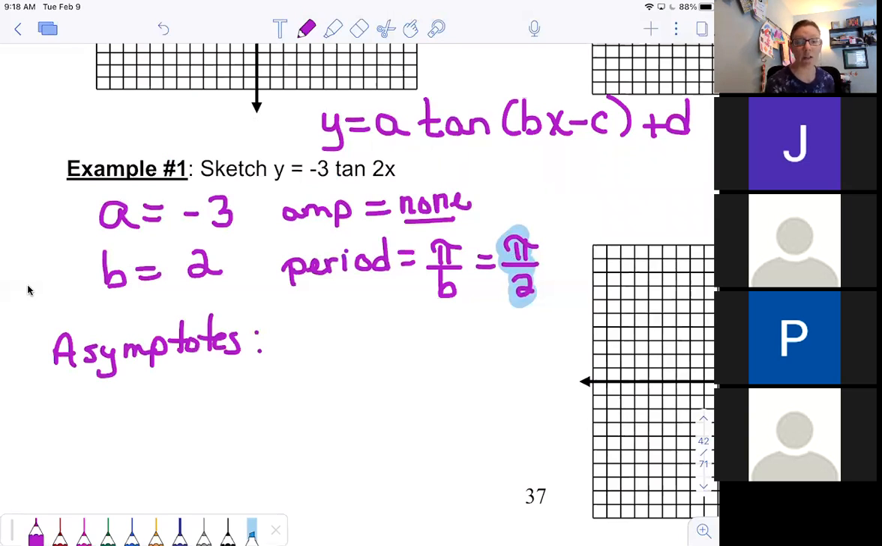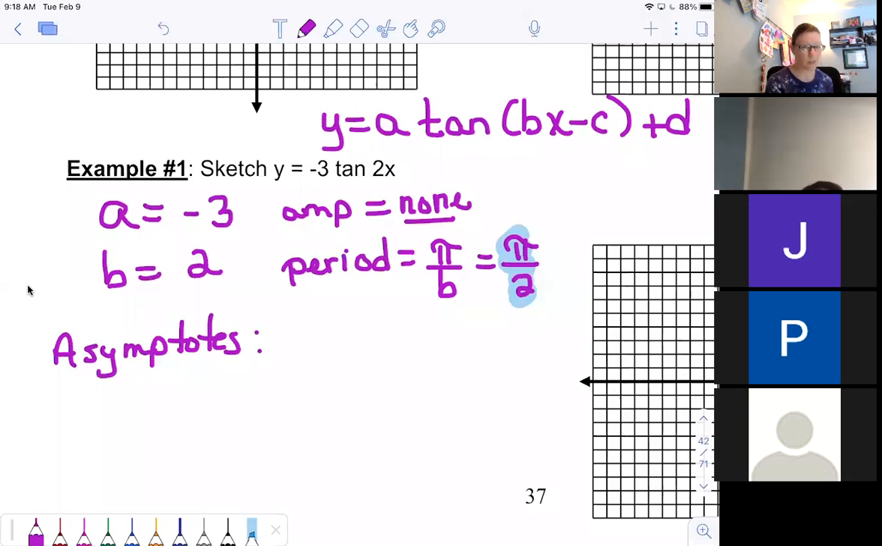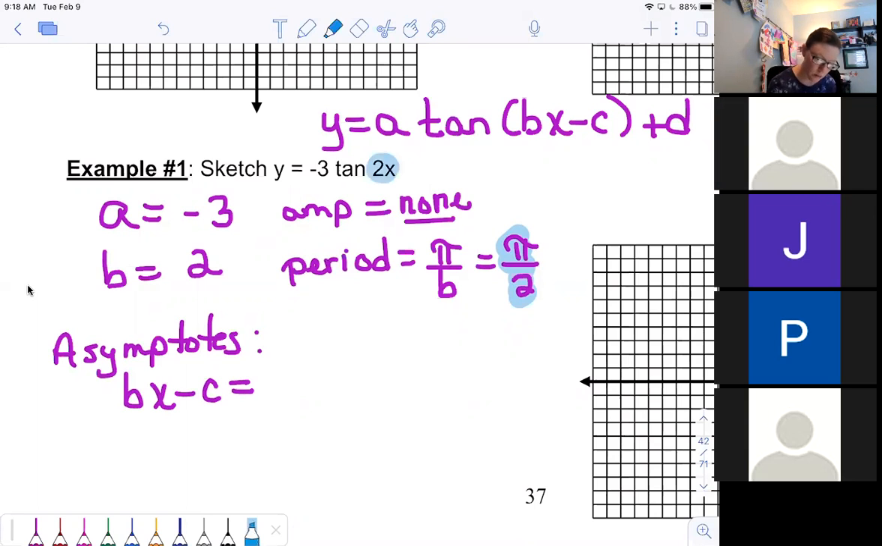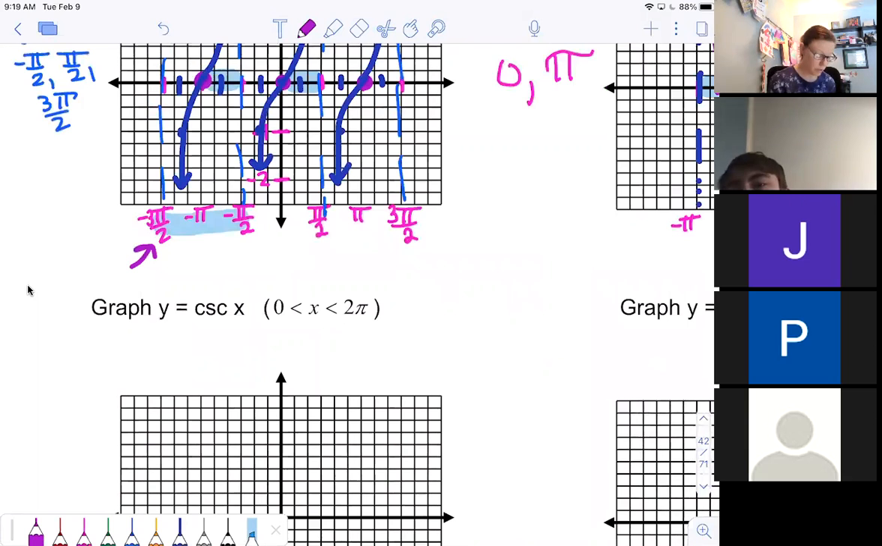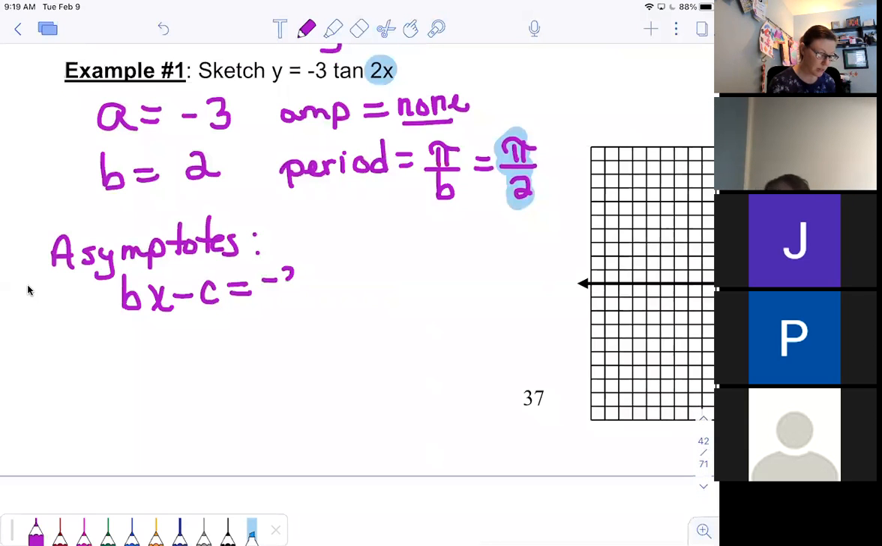We are going to find or calculate our new asymptotes, and define those asymptotes, so this would be the new part for tangent. You're going to take whatever is after the tangent, so that bx minus c, which is this part right here, and set that equal to where the original asymptote was supposed to be located. Well, if I look up above, one asymptote is supposed to be at negative 3 pi over 2. So I would set that equal to negative 3 pi over 2.